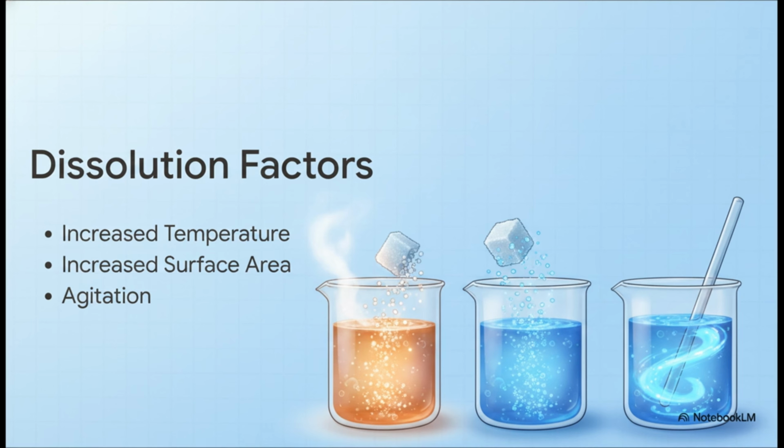Number 1 is increased temperature. Hot tea is going to dissolve sugar way faster than ice-cold tea. Number 2 is increased surface area. As we proved with our interlocking bricks, breaking a solid block down into multiple small blocks exposes more surface to the liquid. Therefore, granulated sugar dissolves faster than a dense sugar cube. And number 3 is agitation. Actively stirring or shaking the tea moves the substance around, which dramatically increases the dissolution rate compared to just letting that sugar sit lazily at the bottom of the glass.